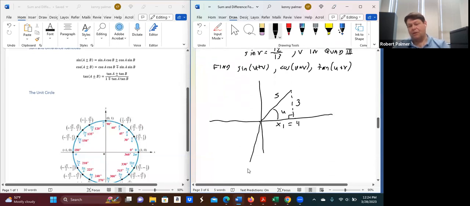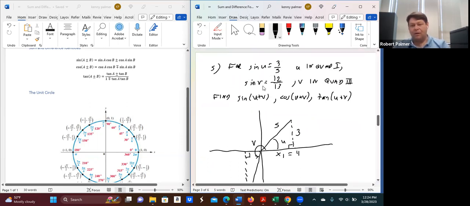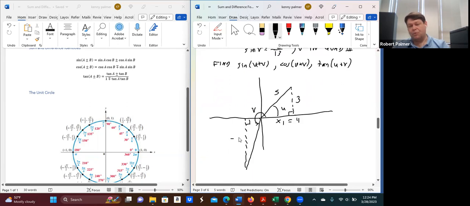Okay. Now, angle V is in quadrant 3, so I think it may look something kind of like this, a long angle like this. So this is angle V. If we make another triangle and do the same idea, we have sine. Sine is y over r. So this is negative. Make sure this is negative. This is negative 12/13. Okay. This is negative 12.